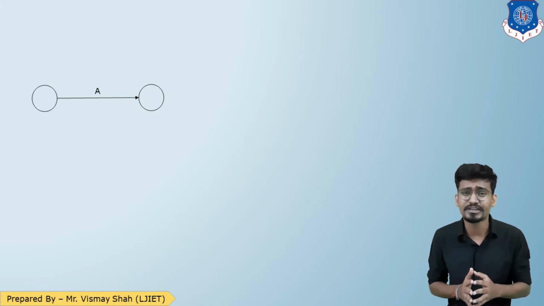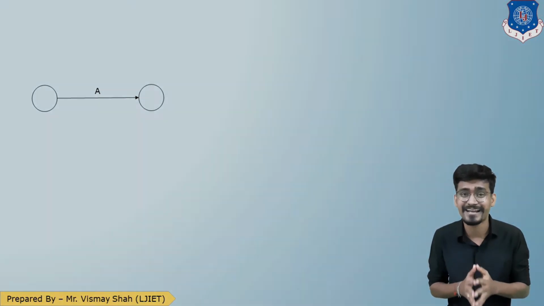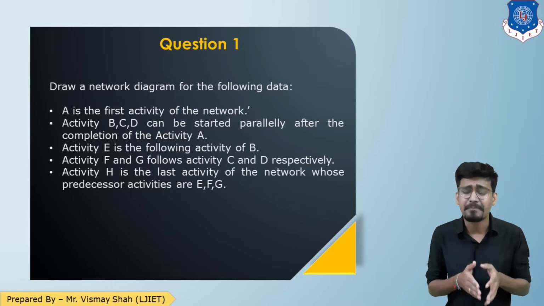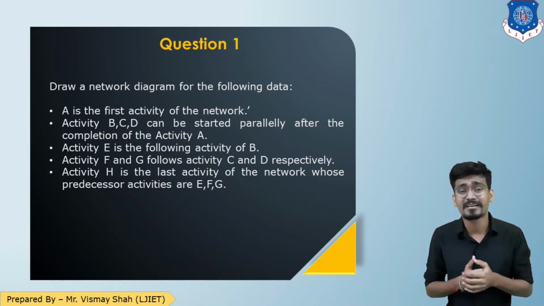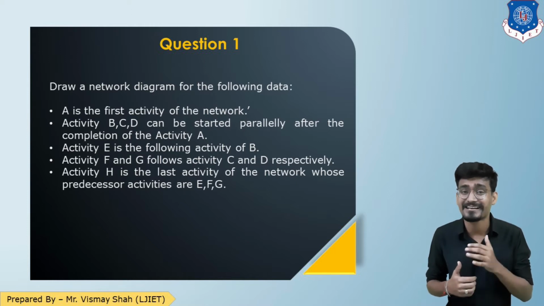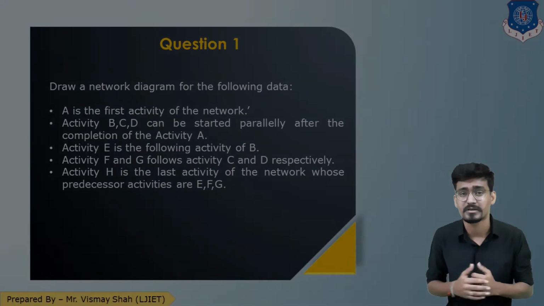Now come back to the question and let us read the second data. The second data says that activities B, C and D can be started parallelly after the completion of activity A. So, let us represent that scenario in the network.